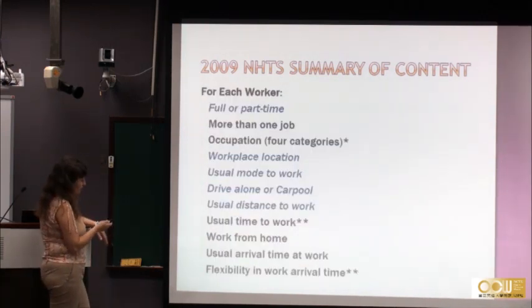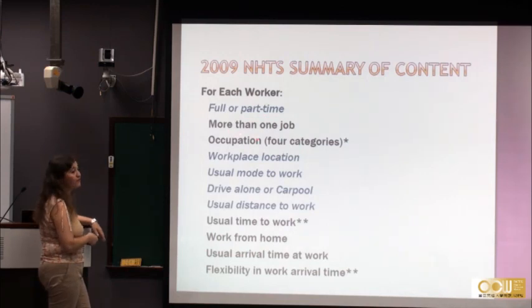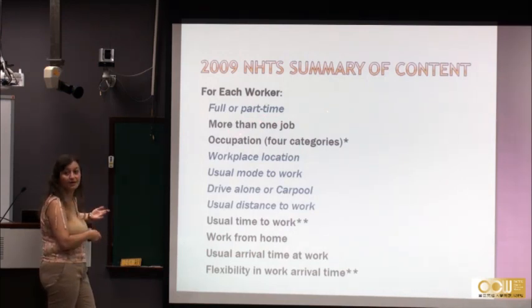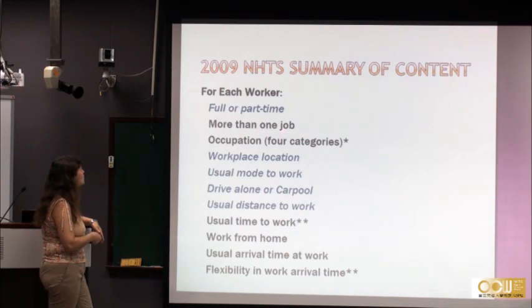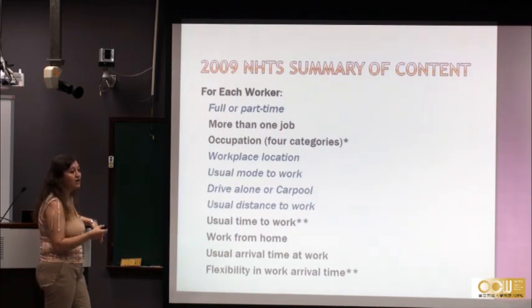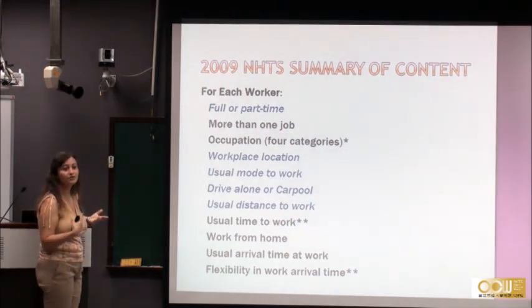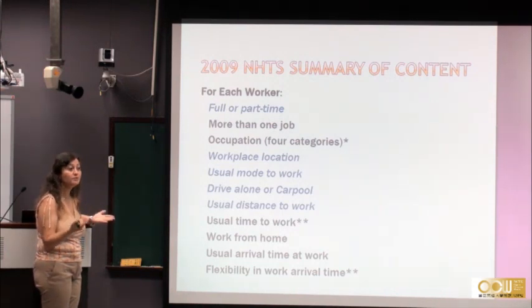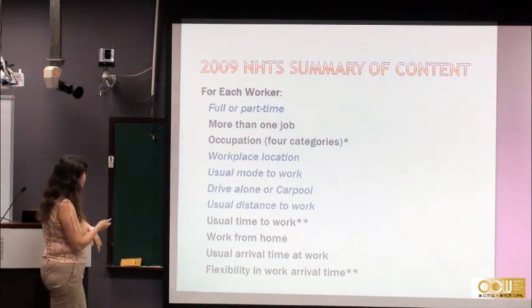For each worker, you know if it is full-time or part-time, if they have more than one job. People in the United States tend to have more than one job. So work, for example, during the day and work at night, especially if you are a low-income household. You have multiple jobs because they don't pay much, so you need multiple jobs in order to survive.